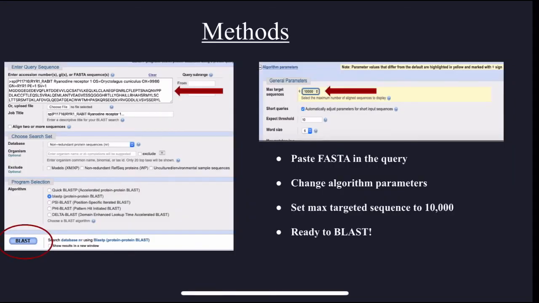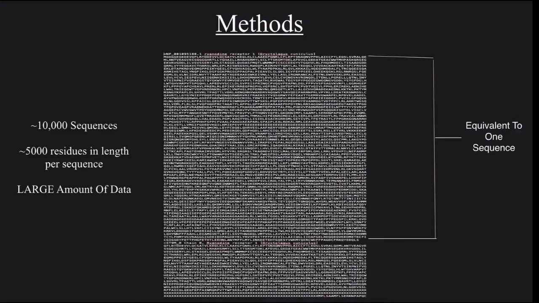We just simply paste our FASTA sequences that we derived from our PDB protein databank into the query, and then we change the algorithm parameters and set the maximum target sequences to 10,000. Yes, we are trying to search for 10,000 sequences. After my computer crashed about 10,000 times, we finally derived our statistical 10,000 sequence identity hits on BLAST.